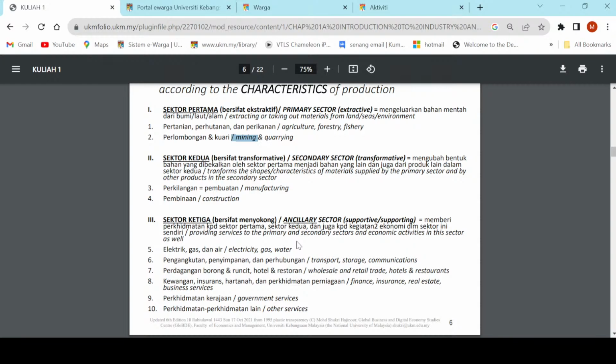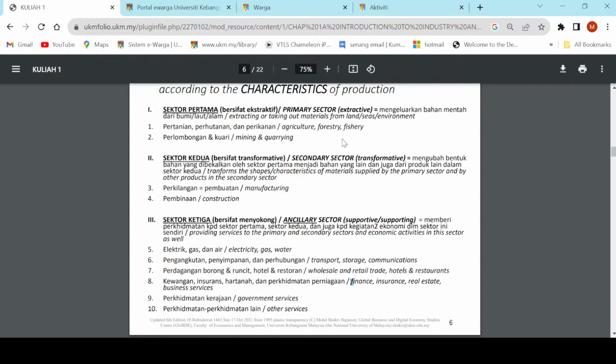to provide service to the primary sector, if you want to do mining, it takes a lot of money, capital. You need to finance it. Banks will provide services for mining. Same thing, if you want to do fishery, you need to buy boats, very big, large boats. You need to get a loan from the bank, and also you need insurance to give services.